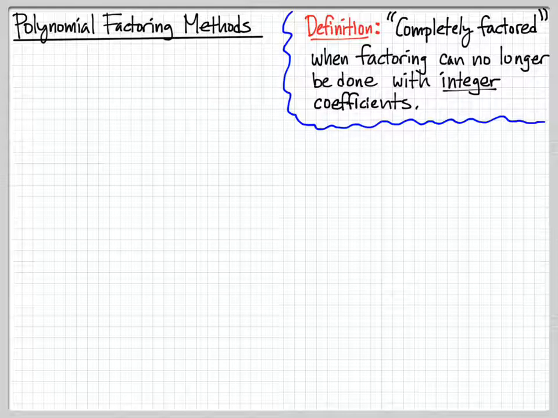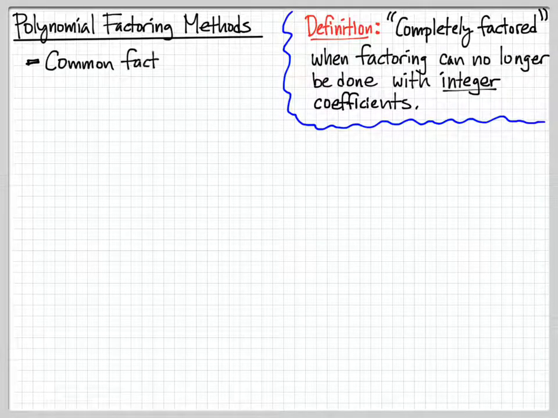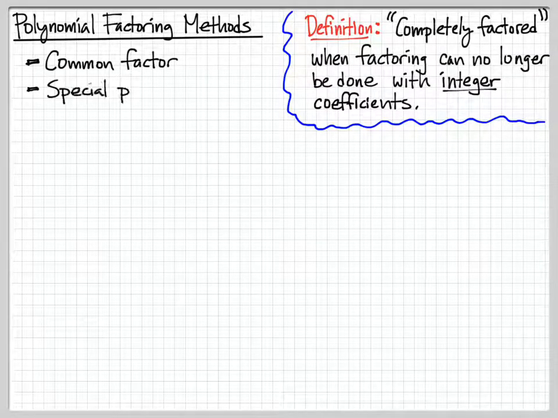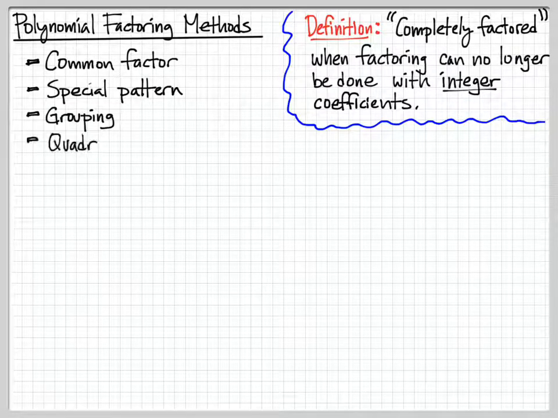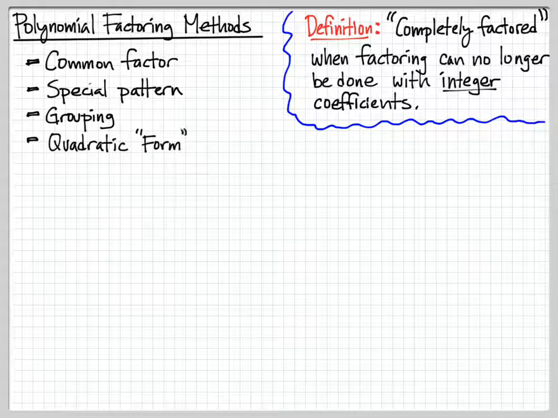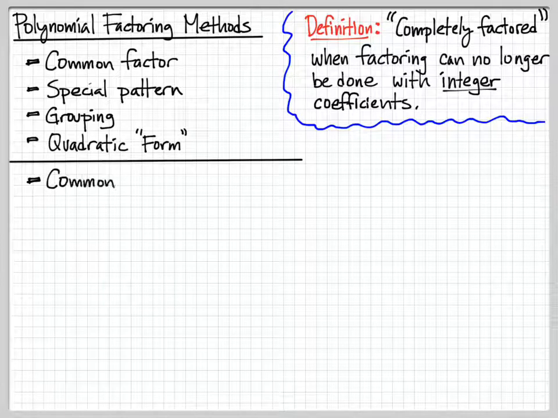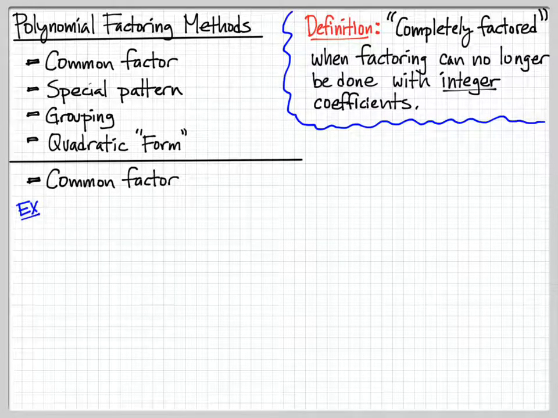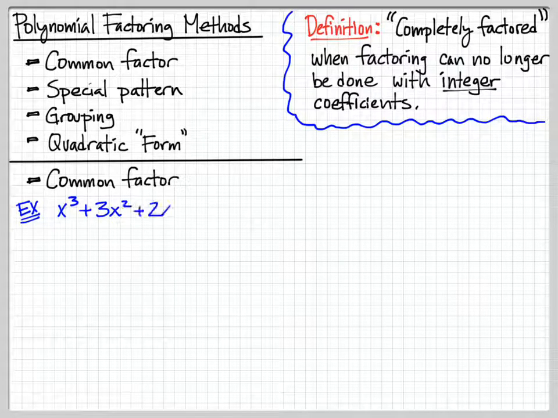So let's look at the 4 methods right now. We have the common factor method, the special pattern method, grouping method, and what we call quadratic form method. We'll look at each one of these one by one. The common factor method, we've already talked about this. Actually, this is the most important thing. Always look for common factors first.